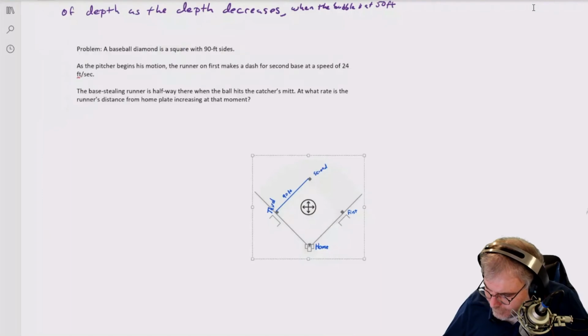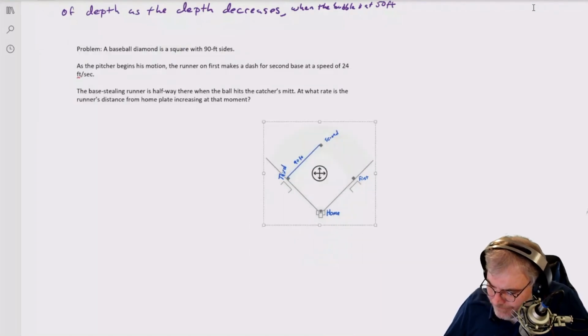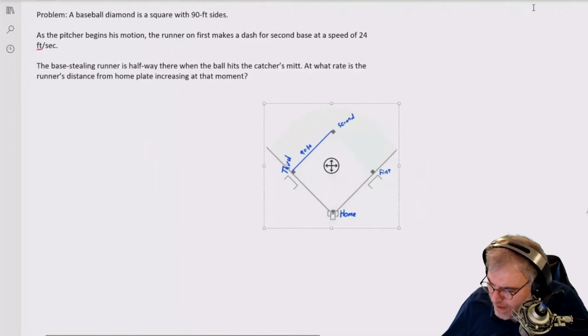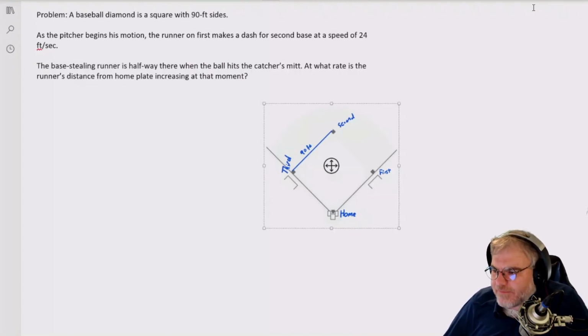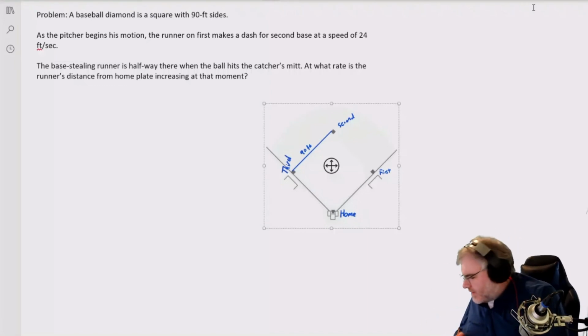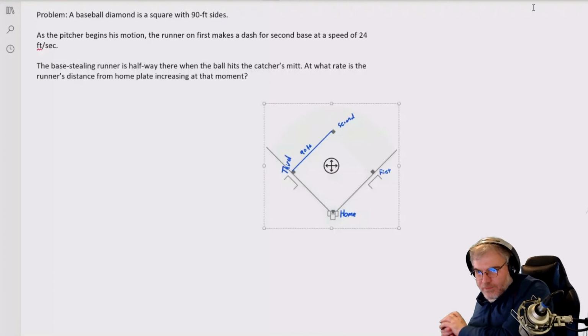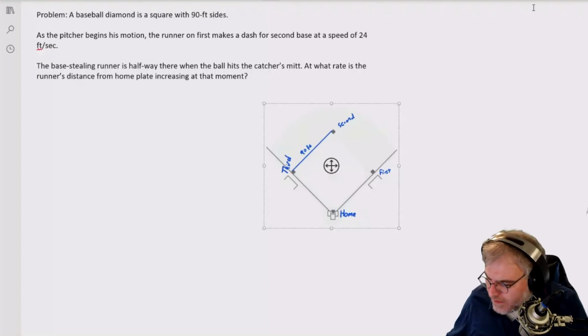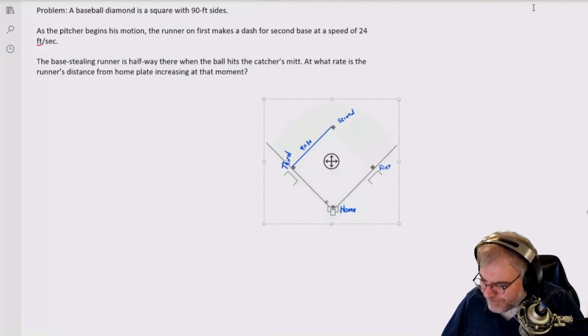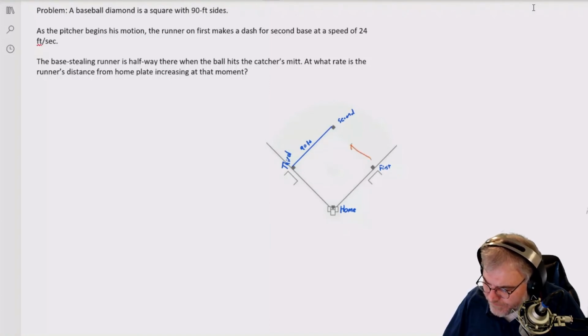Okay. So a baseball diamond is a square with 90-foot sides, right? It's 90 feet from home to first, 90 feet from first to second, 90 feet from second to third, 90 feet from third to home. Okay? Now, the runner on first is going to try to steal second. So the minute that the baseball pitcher starts his motion toward the home plate, the runner on first is going to take off for second.